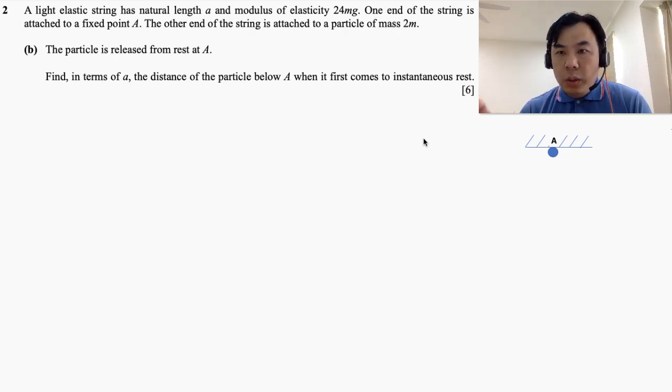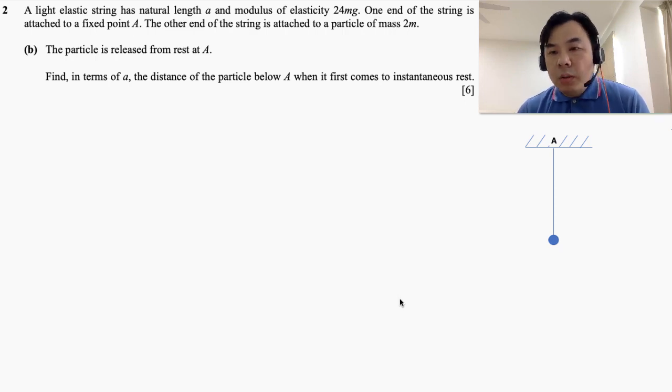Now, just to show you a simple simulation of how it would actually look. You can see that it's going to fall from rest, and then it's going to reach instantaneous rest. I assume that when it reaches instantaneous rest, the string would be taut. That is the whole idea there, right? Now let me put in more information here.